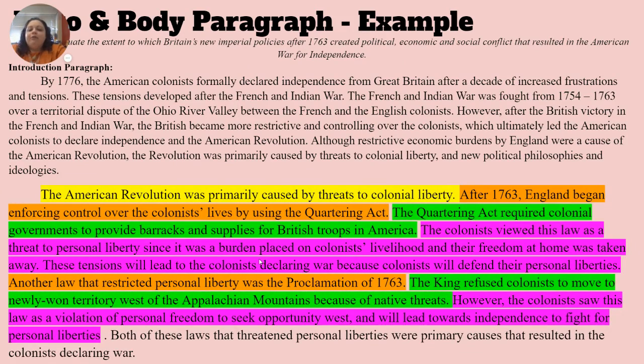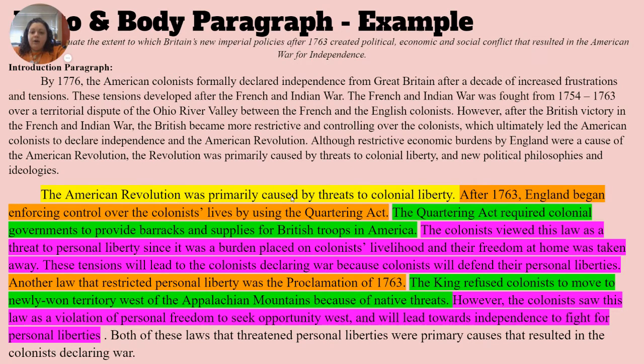So for our first sentence, it has to be the topic sentence. Which subpoint are you talking about? What are you asserting? Okay, the American Revolution was primarily caused by threats to colonial liberty. This is the A subpoint, right? You're basically just restating the thesis, but getting rid of the other 2 subpoints.